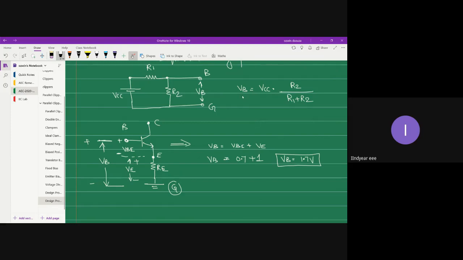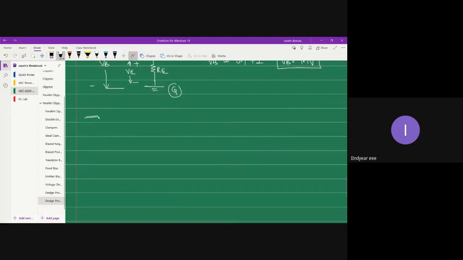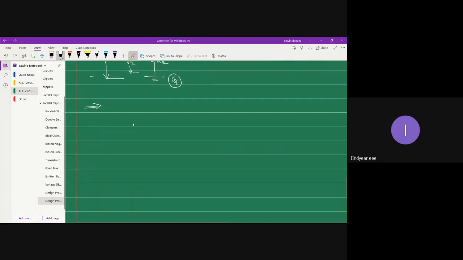So you can substitute the value of VB, and VCC is also known. VB is 1.7 volt, VCC is 10 volts. But what is R2 and what is R1? We don't know. Hence, we have to go for recreating the input circuit scenario. So let me redraw the input part of the circuit.